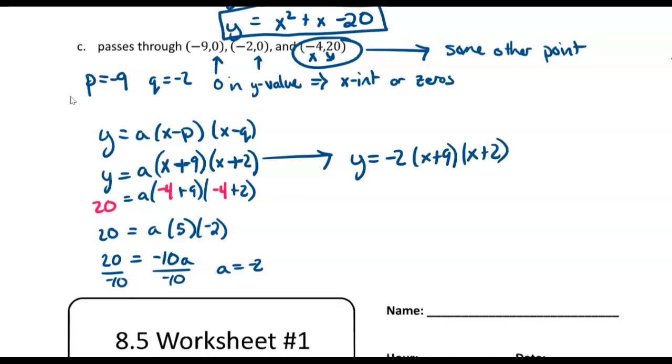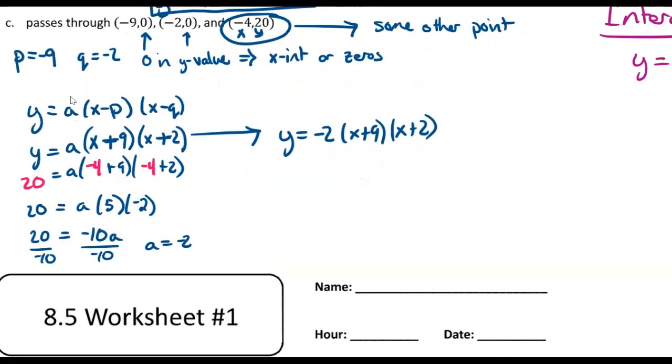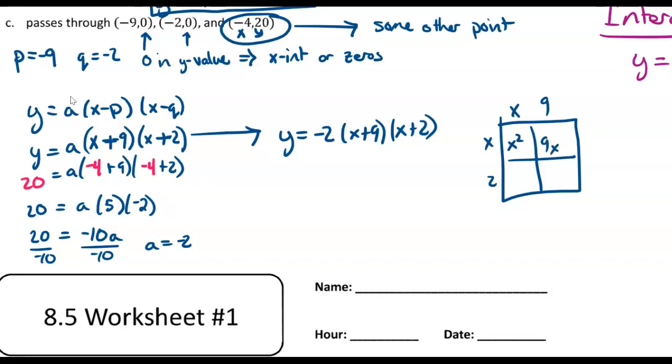This would be my answer if they said leave it in intercept form, or if they just gave me the choice. But since they said standard form, what I need to do is go ahead and multiply it out. So first I'm going to multiply the x plus 9 times x plus 2. So I get x squared, 9x, 2x, and 18. So it becomes x squared, 9x and 2x is 11x, and then 18.